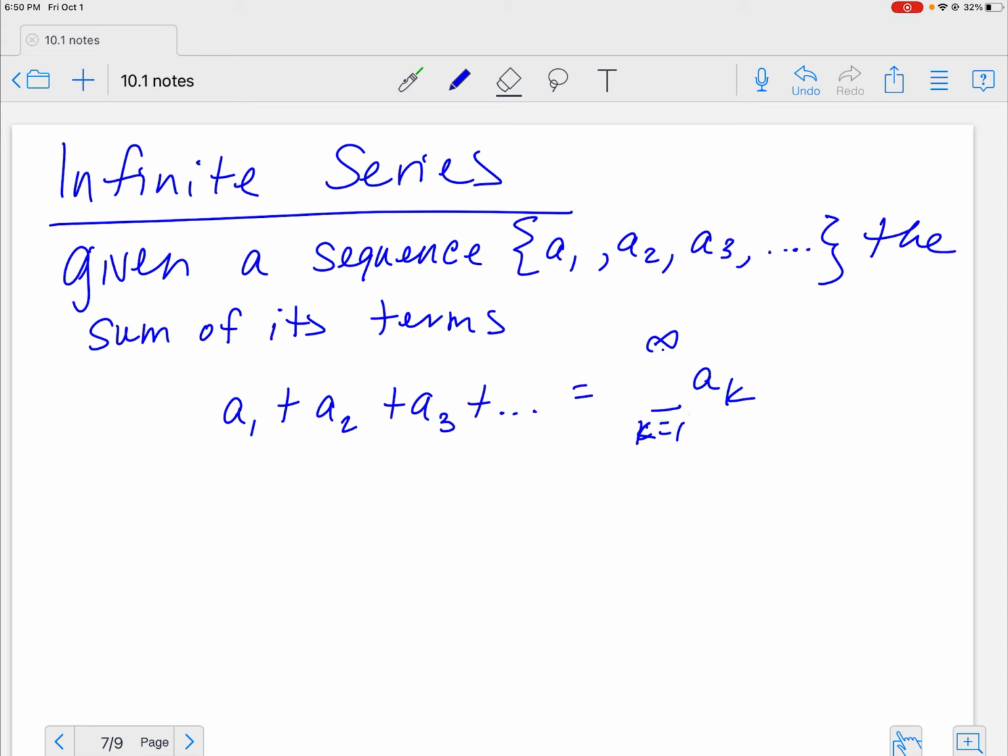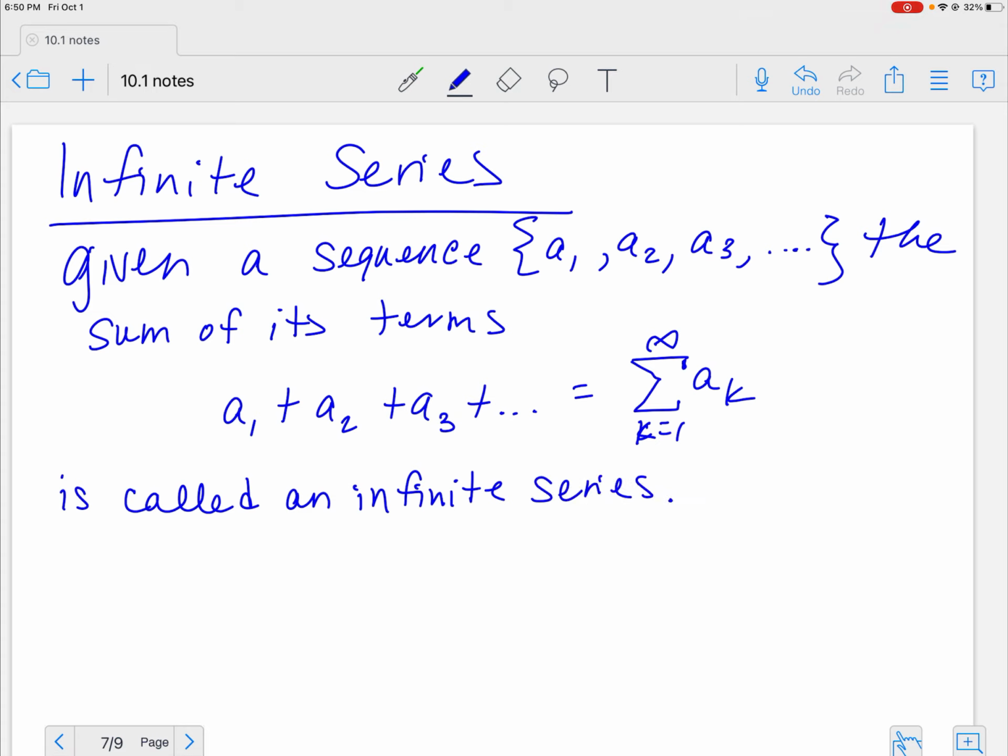It's the summation notation, right? Like in Excel or any of that, you're doing sum, right? So I'm summing this up from 1 to infinity of my a sub k, and that is called an infinite series. And that's where we are going to be spending most of our time, with series.